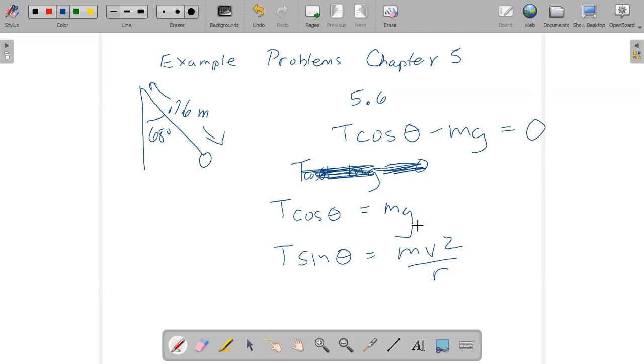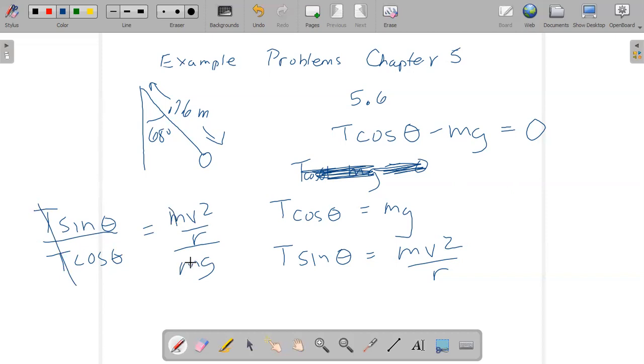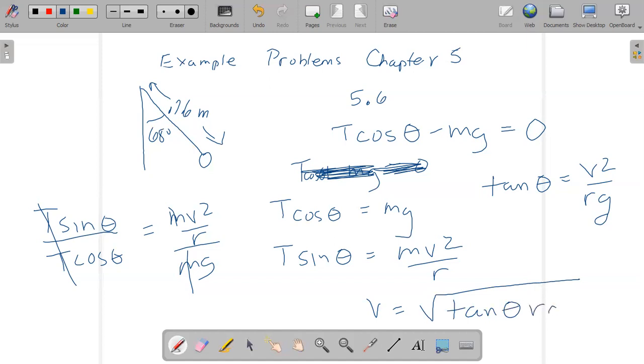And like I did in that other problem, I'm going to divide the two equations. So T sine theta divided by T cos theta equals mv squared over r divided by mg. So tan theta, these cancel and the m's go. So tan theta equals v squared over rg. And so if you want to solve for v, v is going to equal the square root of tan theta rg. And that was 5.6.